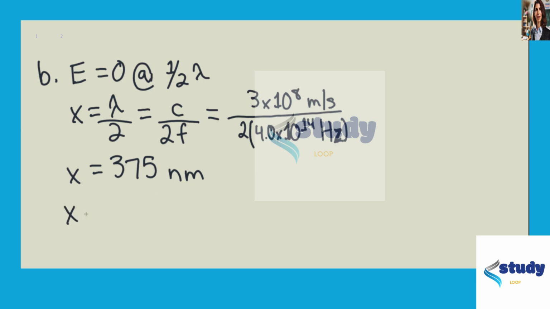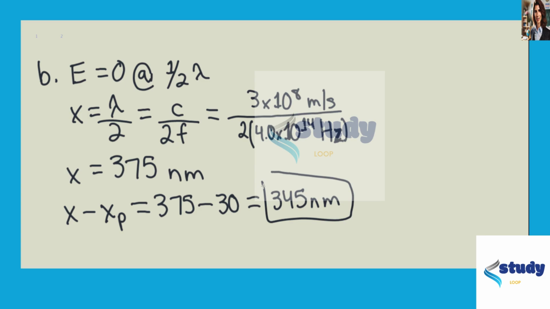Now, the distance from the point where E equals 0 to a point P in a positive x direction, we can say x minus x_p would be equal to 375 minus the answer that we found in part A, minus 30. And this equals 345 nanometers. So this would be the answer to part B.